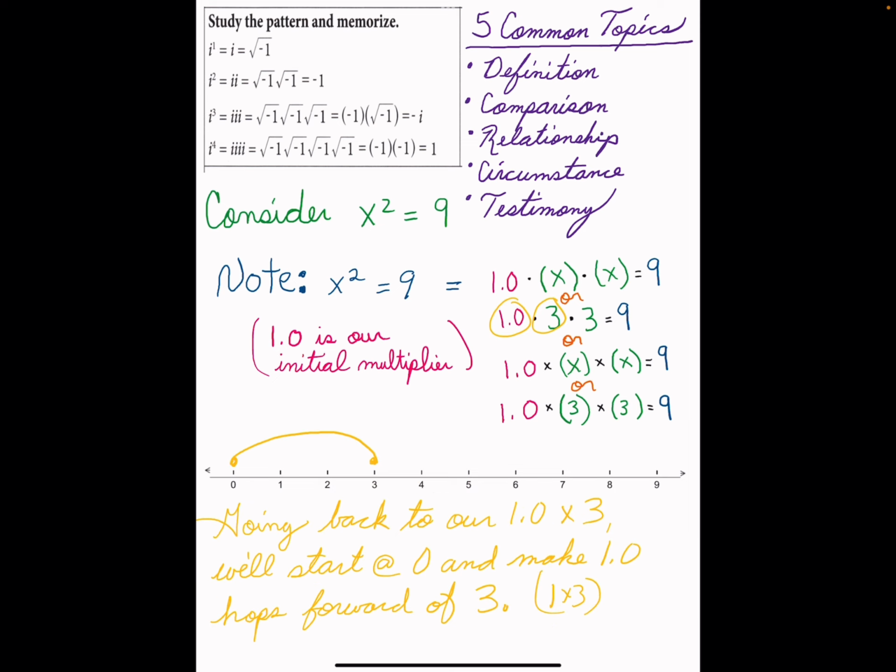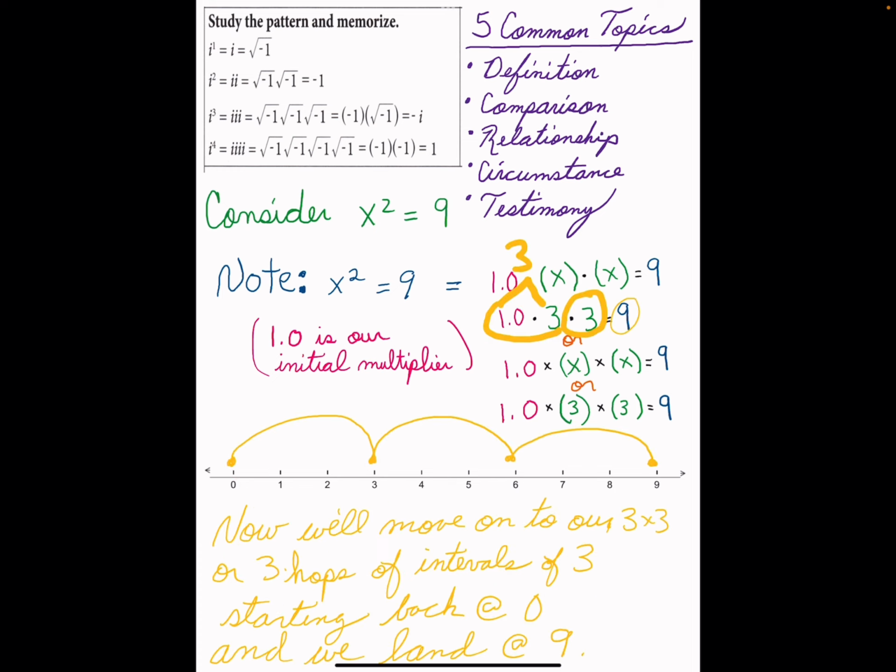Going back to our 1 times 3, we'll start off at our point of origin, and we're going to make our one hop forward of 3, and we end up at 3. 1 times 3 equals 3. Now we're going to move on to our 3 times 3, or our 3 hops of intervals of 3. Starting again at the point of origin, 1 hop of 3, 2 hops of 3, and 3 hops of 3, and then we end up at 9.